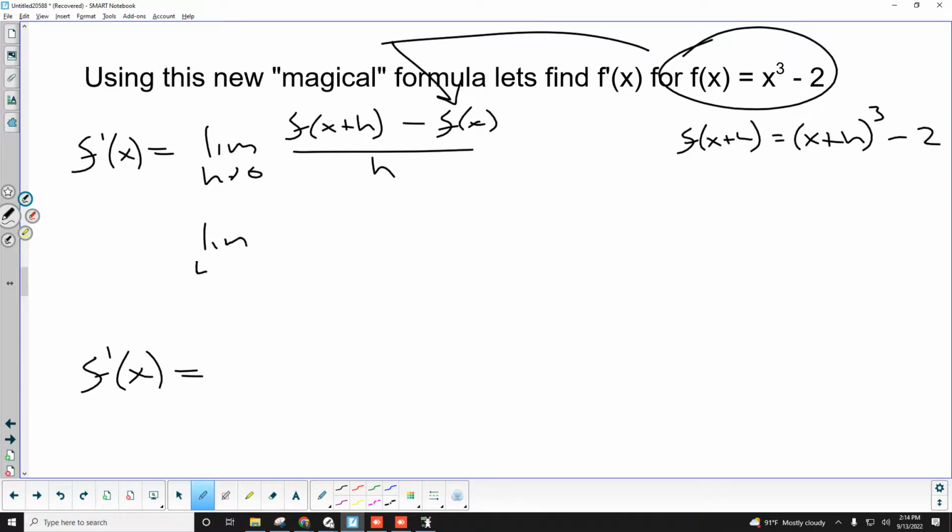So this becomes x plus h cubed minus 2. Don't copy this down again. It's a waste of your time. This is that, and I'm going to plug it in. And let's see what happens.